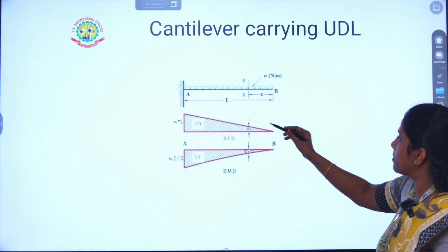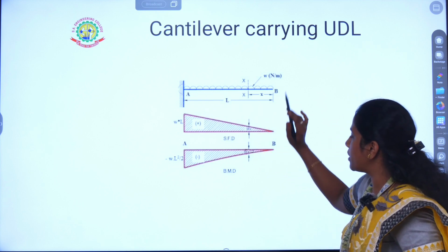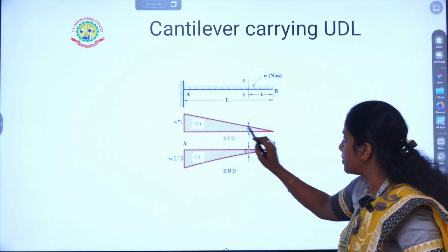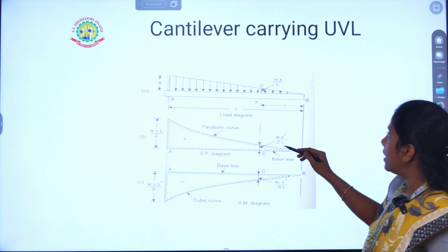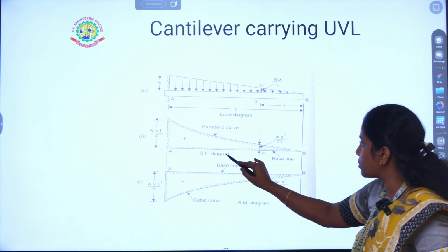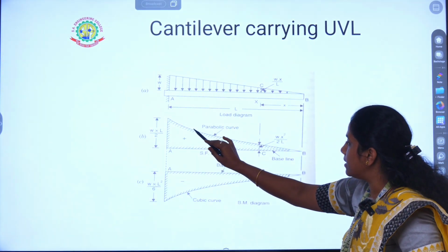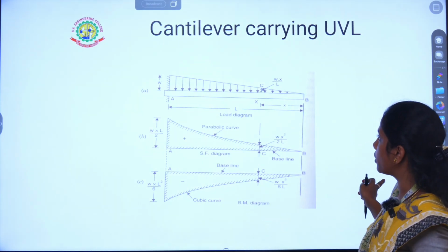And this is an example for a cantilever beam. If we have a cantilever beam with a uniformly distributed load, its shear force diagram will be linear and its bending moment diagram will be parabolic. And if we have a cantilever beam with a uniformly varying load, its shear force diagram will be parabolic and its bending moment diagram will be cubic parabolic.